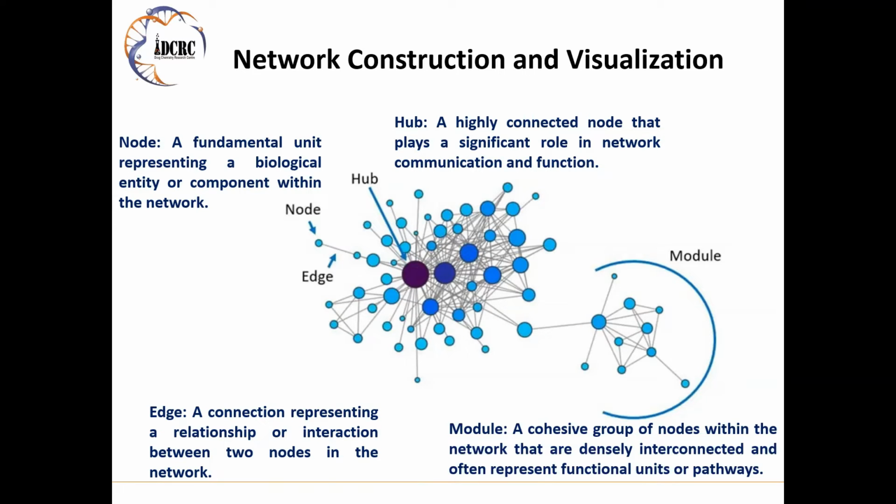So a node is basically a particular entity. These nodes are connected by edges. The hubs are the nodes which are highly interconnected. When we get a particular set of genes or PPIs which are responsible for a particular task, it is known as a module.